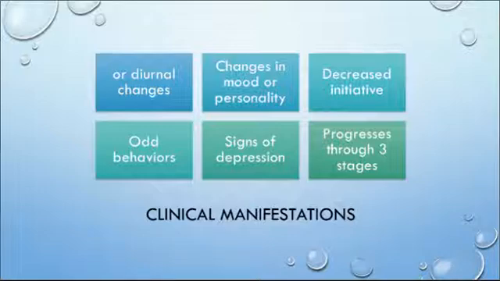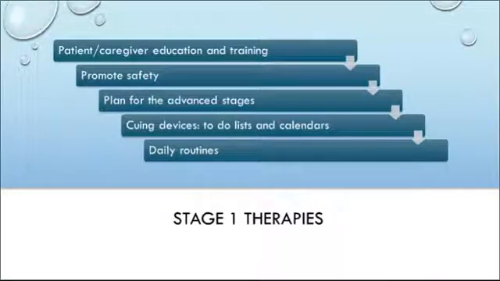Clinical manifestations. This is on page 1732. Your diurnal changes, your up-down time, changes in mood and personality, decreased initiative, odd behavior, signs of depression, and it progresses through 3 stages. Now I wrote it on your study guide. So for your stages here, you need to understand the stage, the manifestations of that stage, and what therapies are appropriate for that stage.